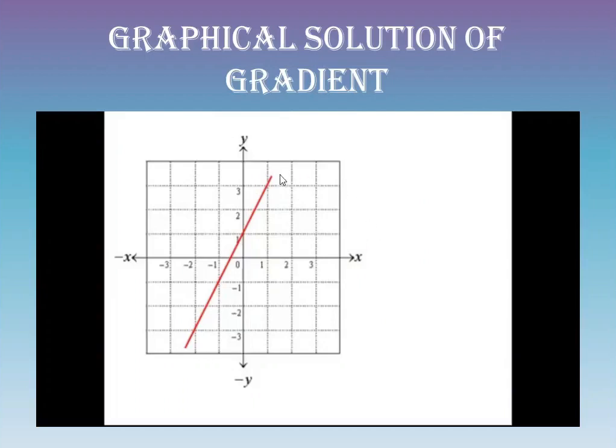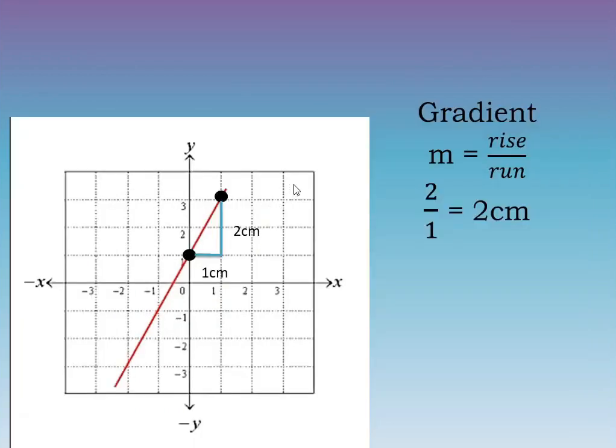Now we have a question. We have a graph and a line. We will find the gradient for this line by the direct formula, rise over run. For this, we'll take any 2 points on this line and then join those 2 points vertically and horizontally, as I have joined over here. So vertical change means rise. Rise is 2 centimeters and horizontal change is 1 centimeter. By putting the values, rise is 2 and run is 1, so the gradient is 2.